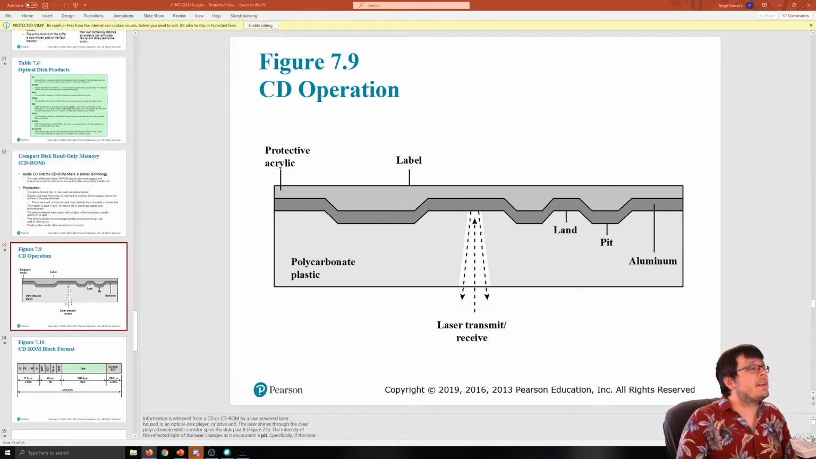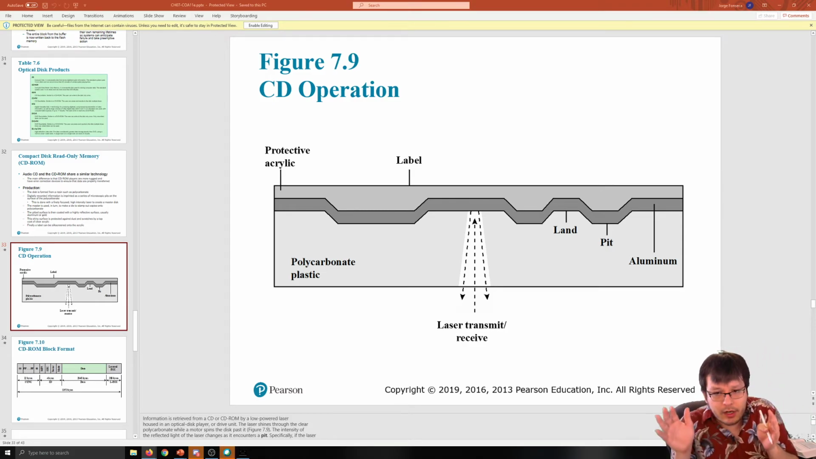Is Blu-ray the same technique? Yeah. So let's talk about higher density. Basically, same thing as a hard drive. The smaller that you can make these lands and pits, but still be able to read them, the more information you can store. However, you need to make the laser smaller. And how do you make a laser smaller? You increase the frequency of it, which changes the color.